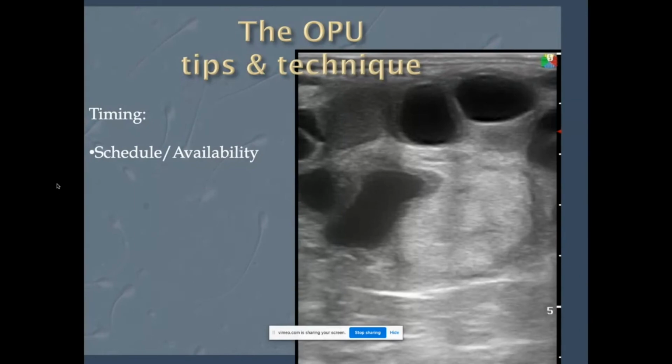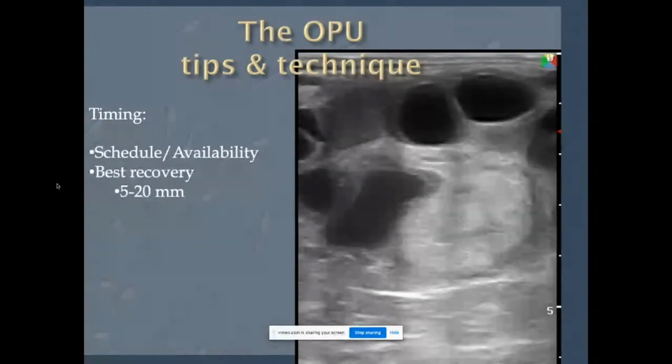People always want to know when's the right time to aspirate a mare. And of course, the first thing is when is the mare available and when are you available? And that's most important. Second, for your best recovery, you're going to want to aim at small follicles, typically around 10 millimeters or a little smaller. Anything up to 20 is fair game. Beyond that, you're wasting a lot of time and effort for a lower recovery rate. So you're going to want to avoid the big dominant follicles.